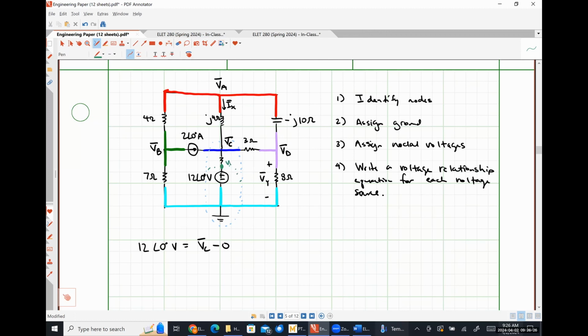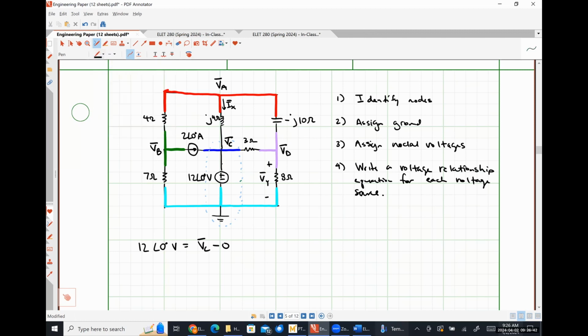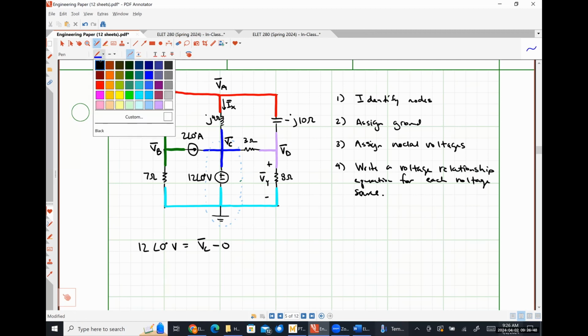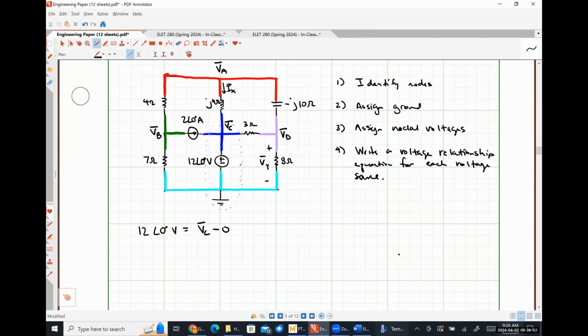And so we would have a VE right here. And so we would actually have VE is equal to 12. And then we would be doing KCL at node C. So let's get rid of that stuff and go back to the specifics for this problem. Okay, so now we're going to write a KCL equation at A.